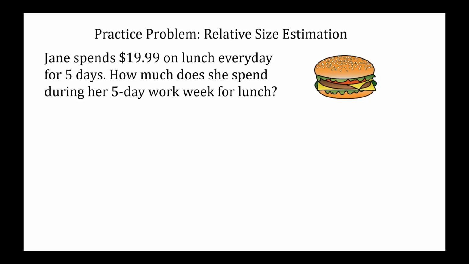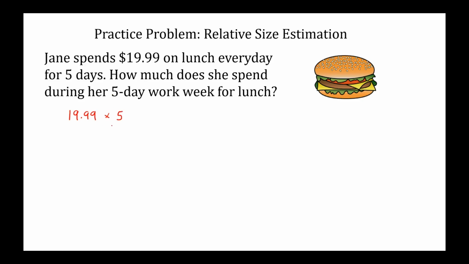Okay, for this example here, Jane spends $19.99 on lunch every day for 5 days. How much does she spend during her 5 day work week for lunch in total? So in this case, it would be appropriate to use relative size estimation to get an approximation. So if I were to find out exactly how much she would spend in 5 days, I would have to take 19.99 and multiply it by 5.